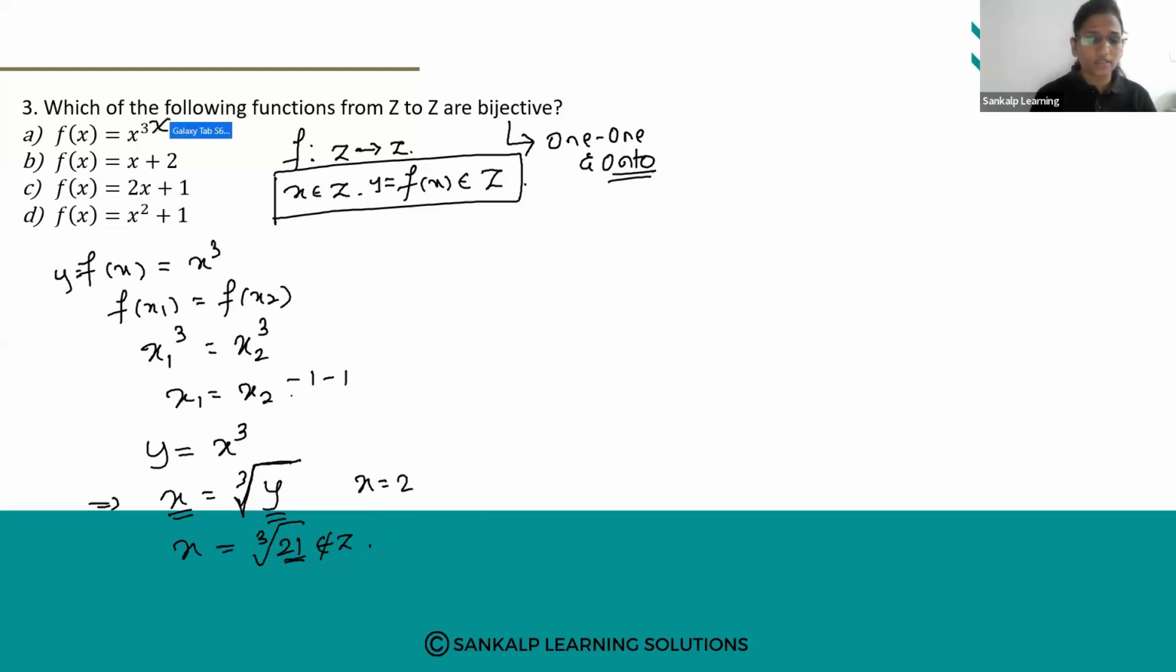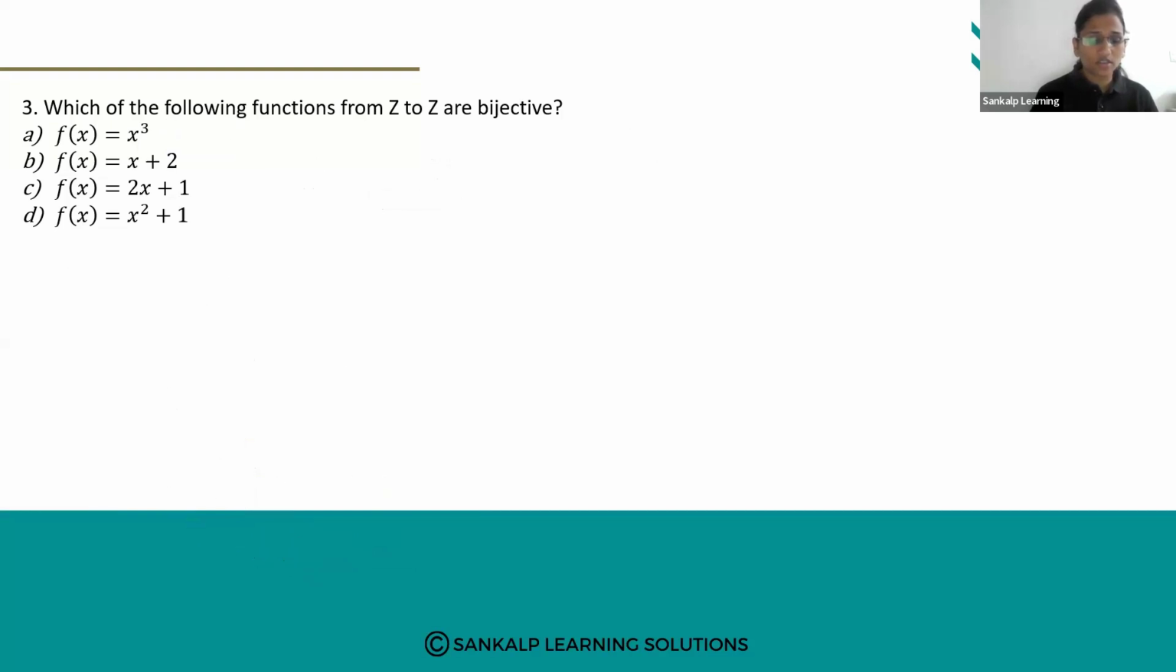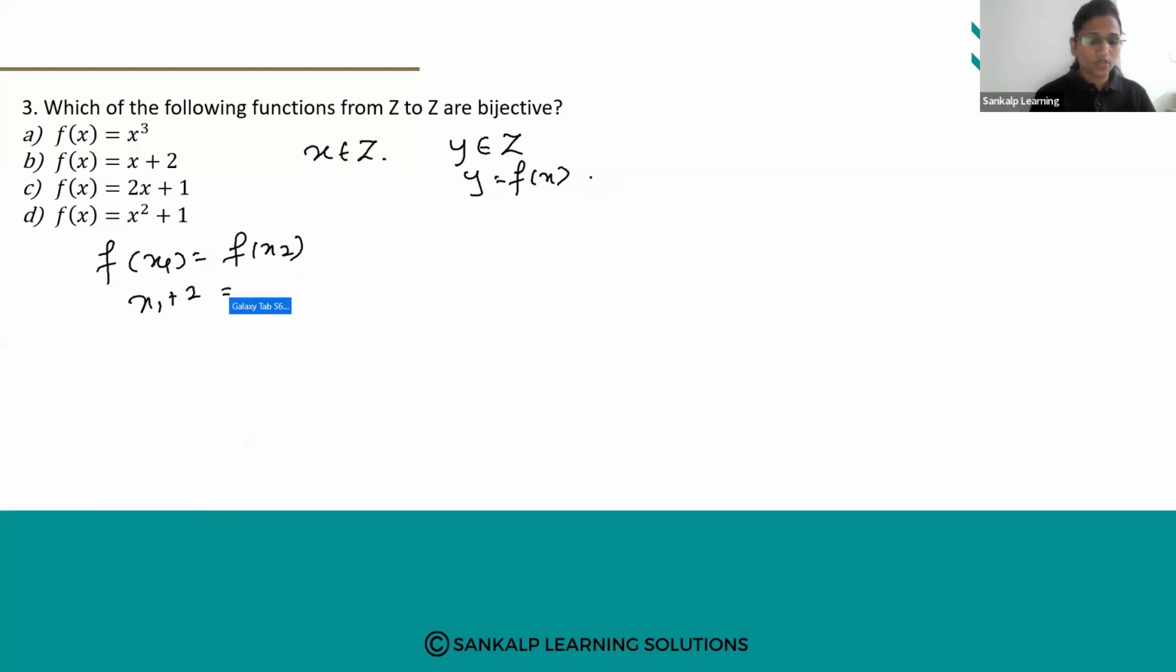Next we'll check the next function. What is the next function? Again, x belongs to Z and let y belong to Z, where y equals f of x. Next, f of x is x plus 2, so I will take f of x1 and f of x2. This is x1 plus 2 and x2 plus 2. Here 2 cancels from both sides, x1 equals x2. Yes, it is one-one. Let us check for onto. What does onto say? For every x there exists a y, then for every y there should exist an x. So from this, what can I write?